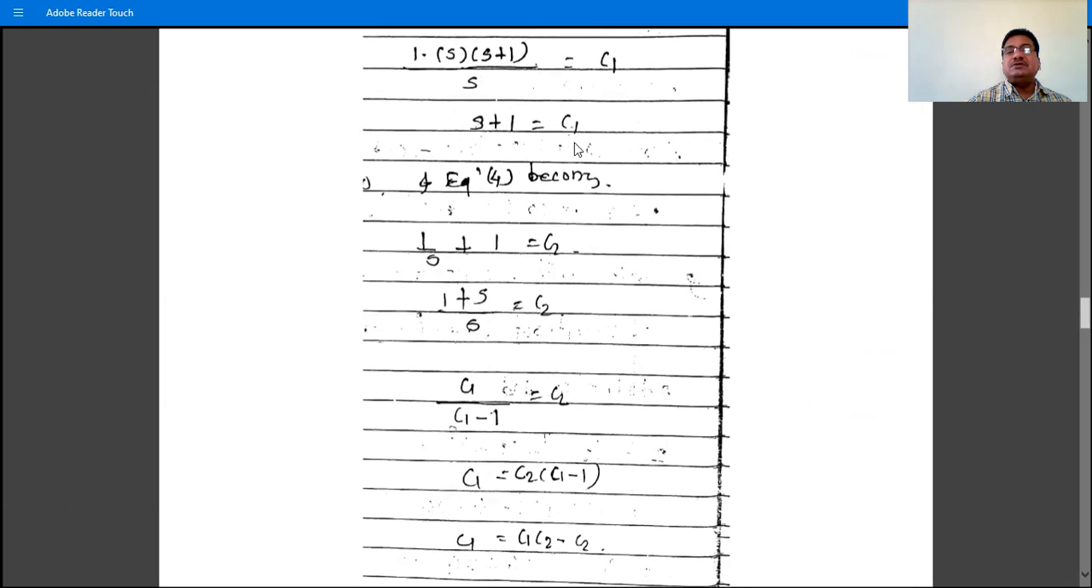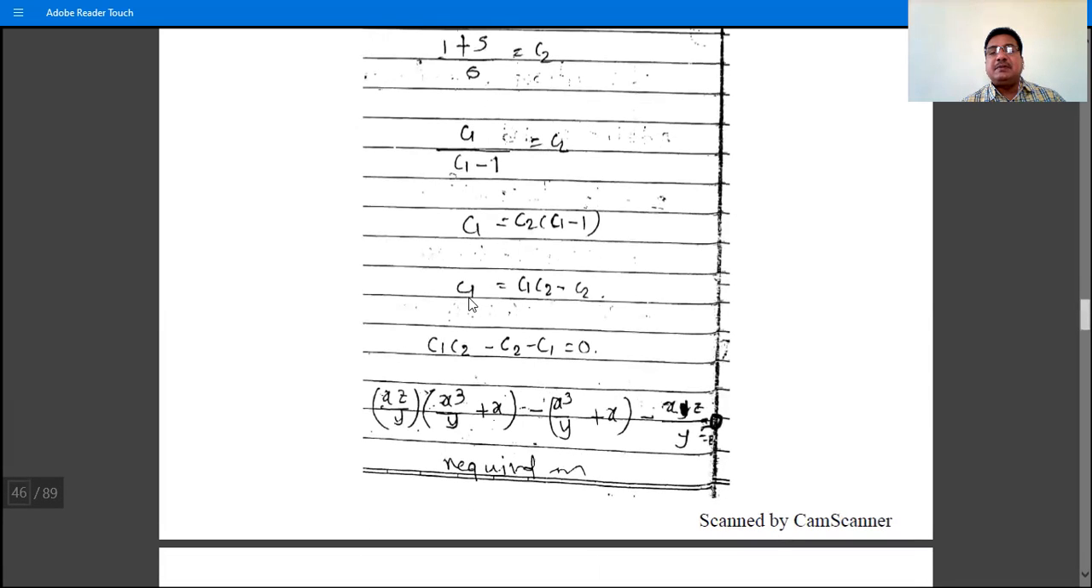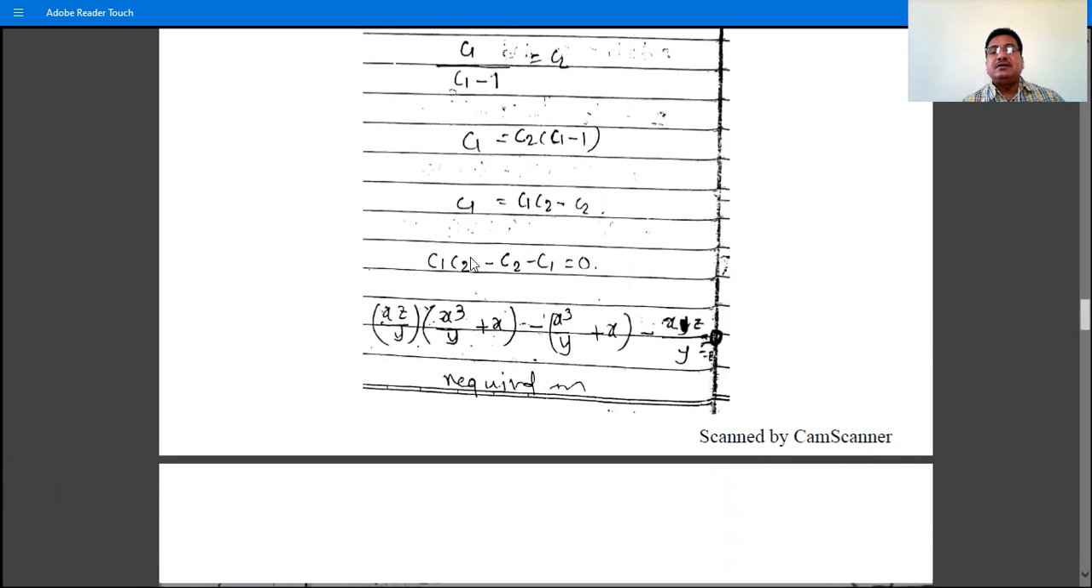Now from these two equations, that is s plus 1 is equal to C1 and 1 plus s by s is equal to C2, we obtain the relation between C1 and C2. So substitute s as C1 minus 1 in this equation, so C1 minus 1 is equal to C2, and therefore C1 is equal to C2 into C1 minus 1. After simplification we have C1 C2 minus C2 minus C1 is equal to 0. This is the relation between C1 and C2.